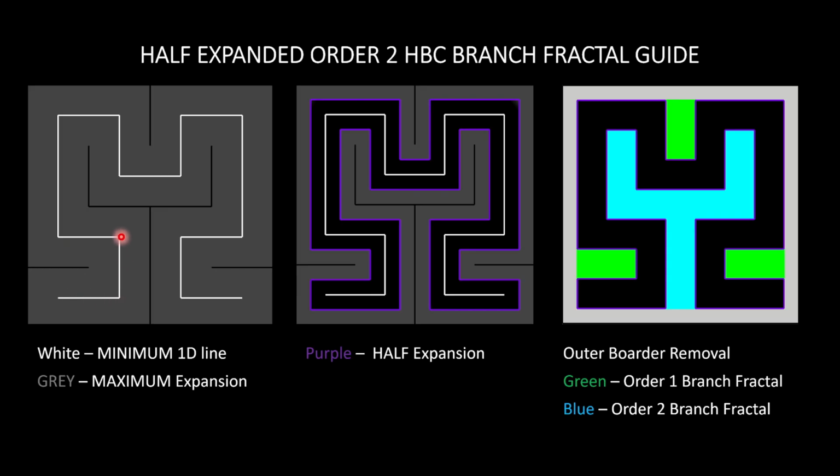In white is the order 2 Hilbert curve minimum. This purple outlines a half-expanded order 2 Hilbert curve, which is halfway between the minimum and the maximum expanded. If we remove the border and fill the gaps, we get order 1 negative branch fractals in green and order 2 negative branch fractals in blue.